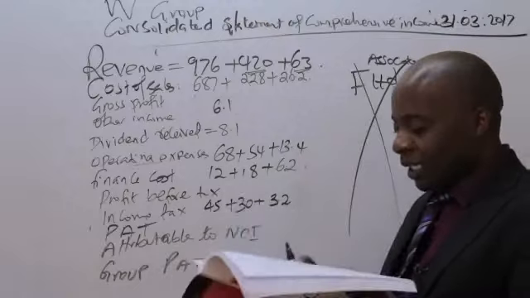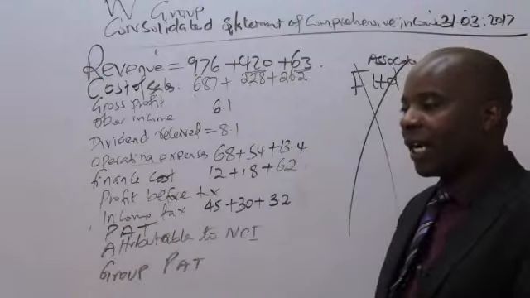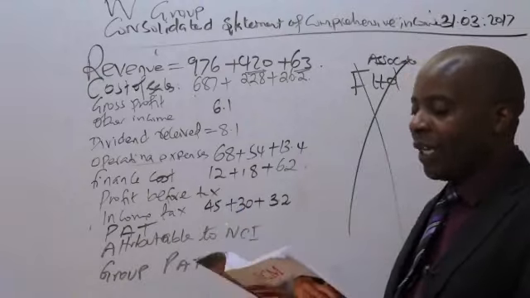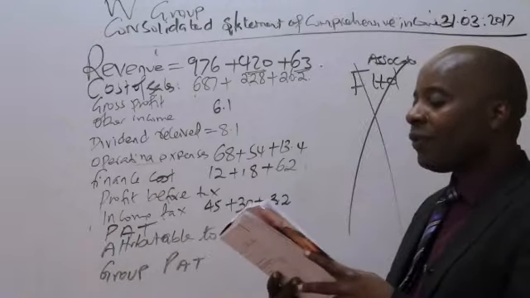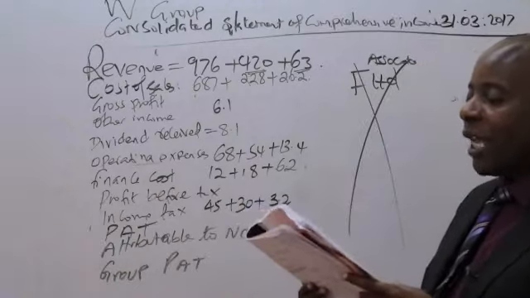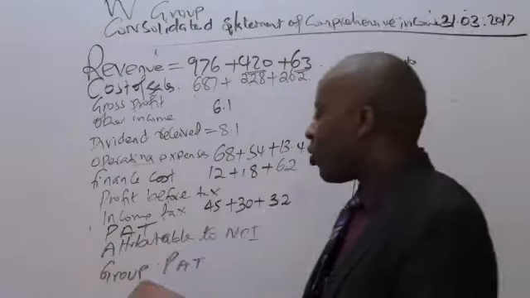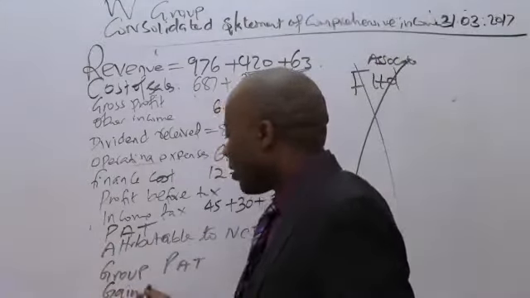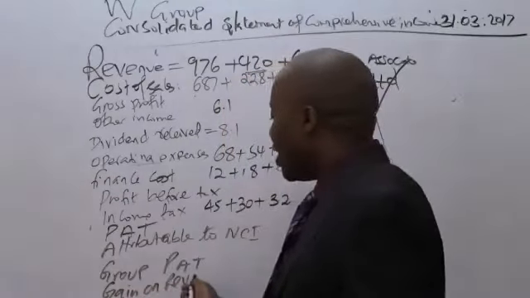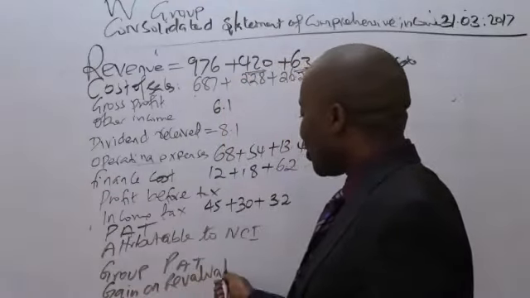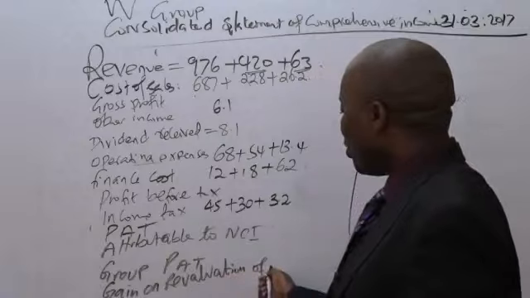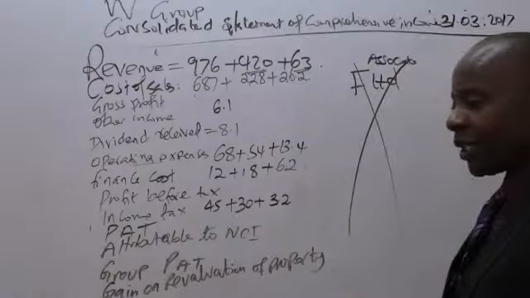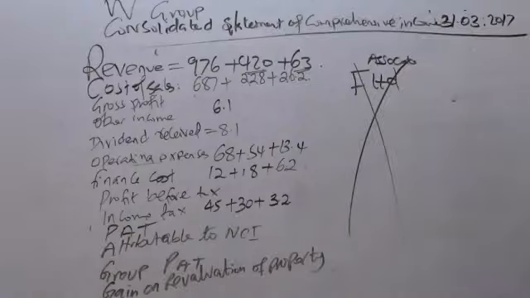Now, after getting this group profit after tax, of course, we have other comprehensive incomes. Under other comprehensive incomes, what do we have? We have gain on revaluation of property.